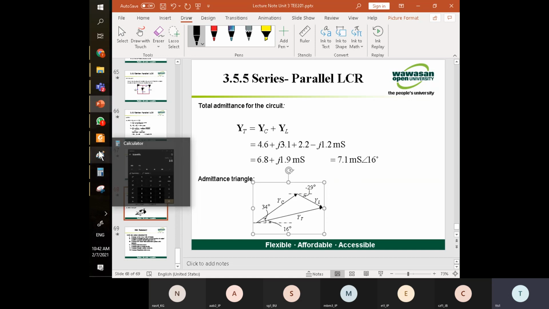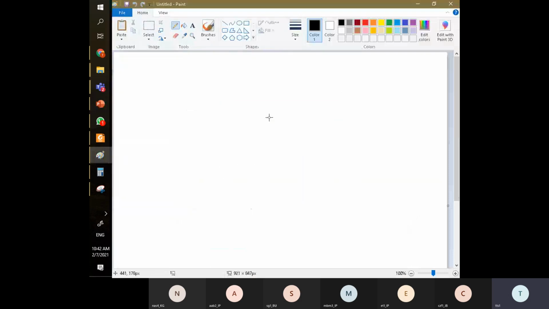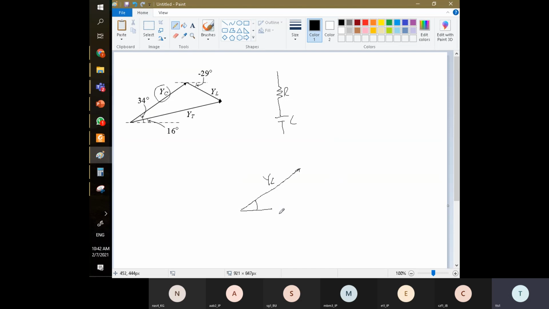What it means, let me show you. Let's take this for example. So that you have one circuit in series, the R in series with the C is this YC here. When you express this in polar form, it is actually YC at this angle, 34 degrees. Okay, so this is the magnitude here at 34 degrees.